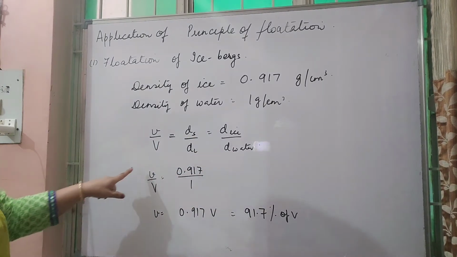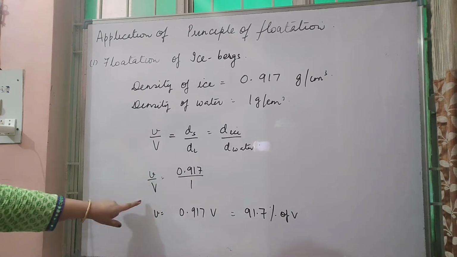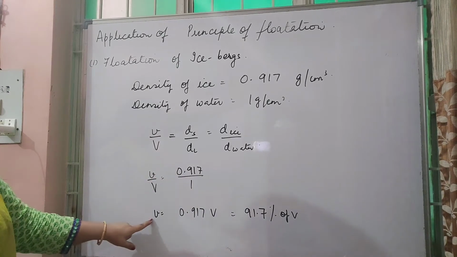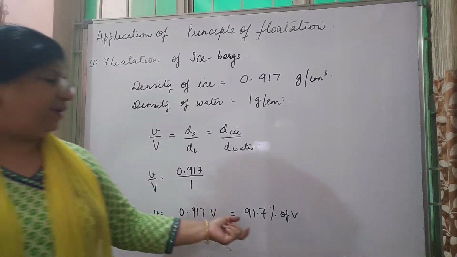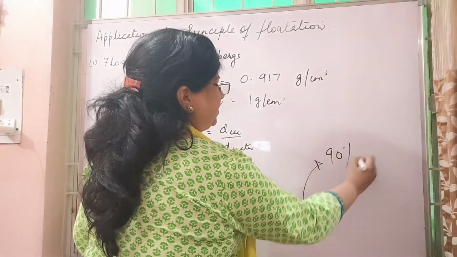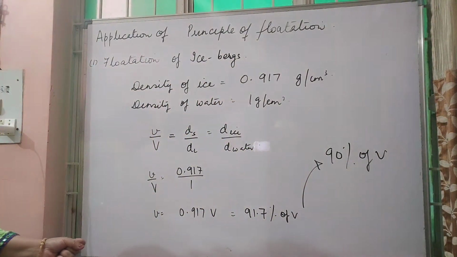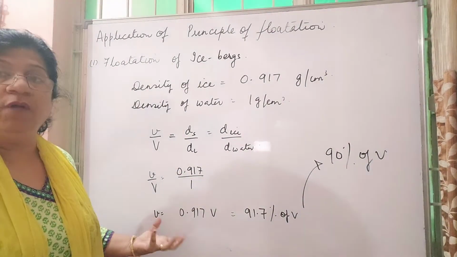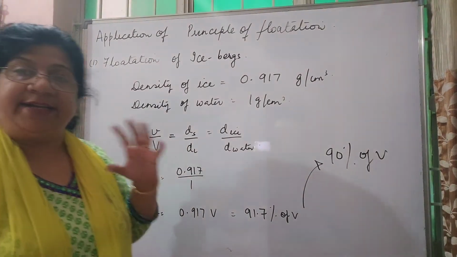So what you see is the volume of the immersed part of the body upon the total volume of the body will be given by this, or small v is equal to this much of capital V, or 91.7%. In general, if we take the whole part, we can take 90% of the original volume. So the volume of the immersed part of the iceberg is 90% of the entire iceberg.